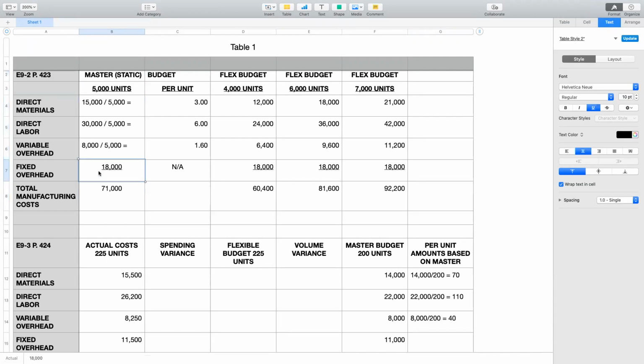So notice that the fixed overhead is the same all across the board, right? It doesn't matter how many of these buckles we make, the fixed overhead is still going to be $18,000. So, you know, you could get that right out of the way, just fill in that line all the way across. Now what you need to do is figure out, okay, based on my master budget or static budget, what are my per unit costs? I don't know if you remember a while ago, I think it was chapter 5, we did the problem with the canoes. This is very similar to that. Remember we had a problem where we were making canoes and we wanted to see what it was like if we make 500 or 600 or 700.